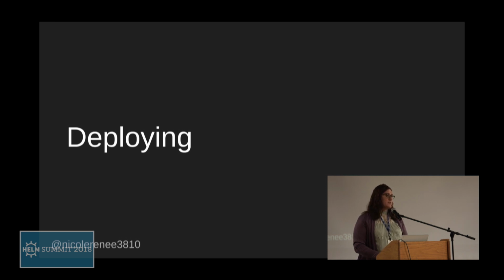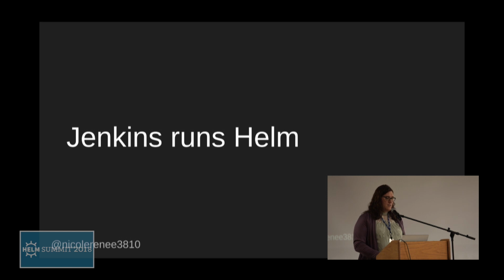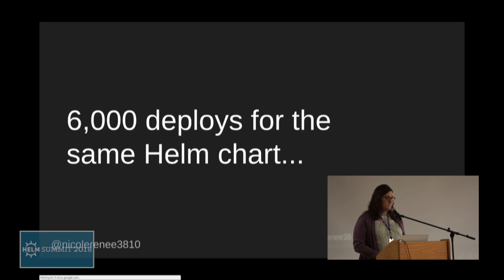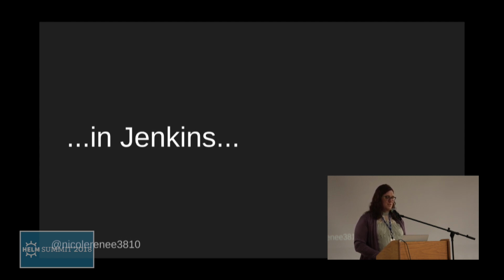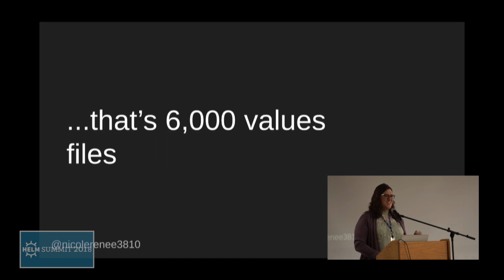So all of the other internal apps that we built and run to maintain all of our customers' infrastructure run in Kubernetes now. They're moving that direction. They started a mixture of all sorts of things, and we deploy those with Helm. And so we wanted to take that same approach to deploying our 6,000 instances. So we have Jenkins, and it runs Helm, and we have 6,000 deploys for the same Helm chart. So we have one Helm chart with 6,000 deploys in Jenkins. That's 6,000 values files in Jenkins.